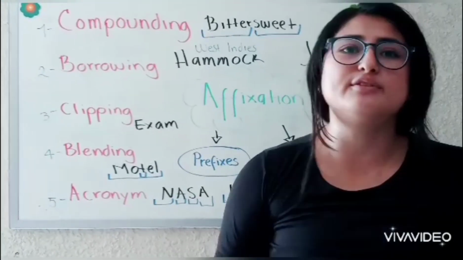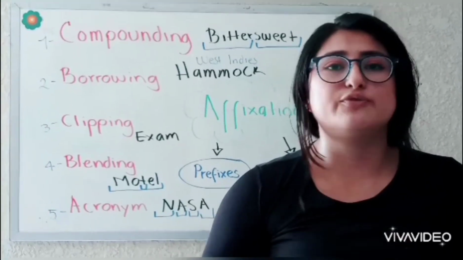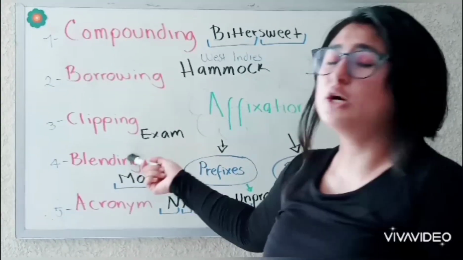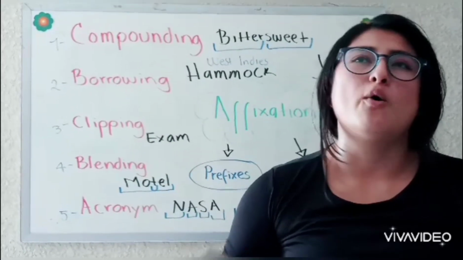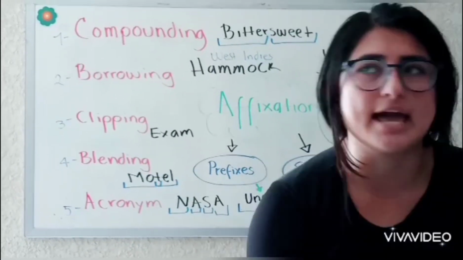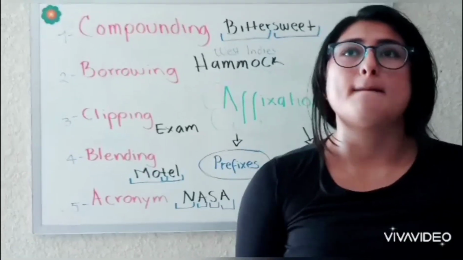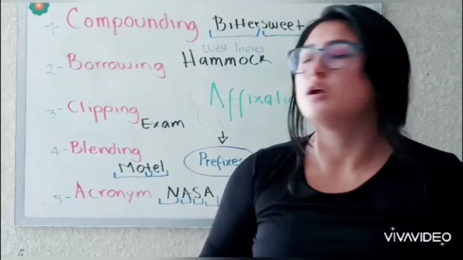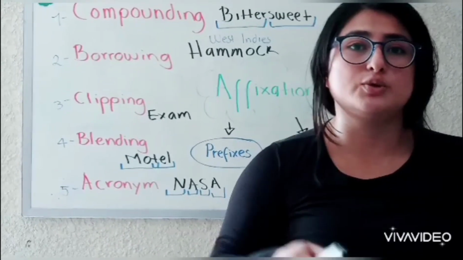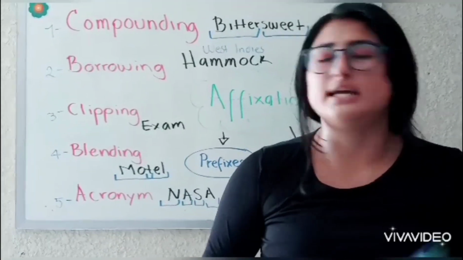Clipping refers to when a word is used shortened for practicality. For example, the whole word is examination, but we don't usually use examination. What do we usually use? Exam. Blending refers to creating a word by taking a part from a word and a part from another. Motel comes from two words which are motor and hotel.